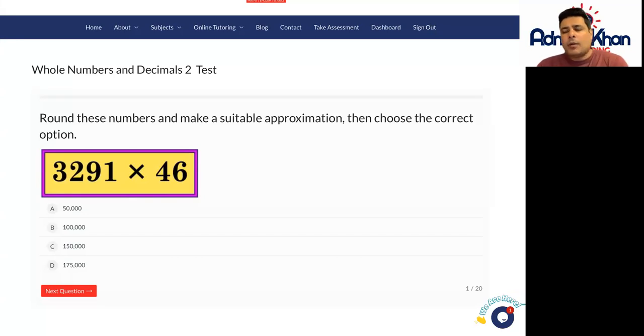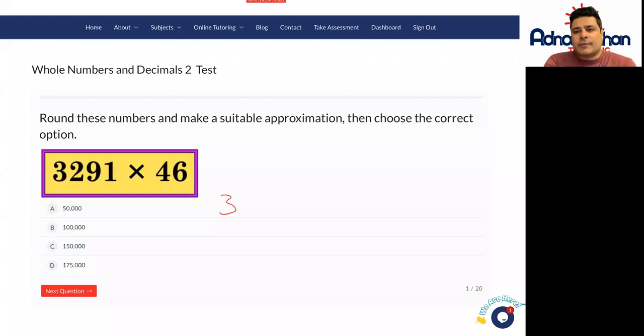A whole number is any number that is not a fraction or a decimal. So these two whole numbers in front of us now, 3,291 times 46, we just have to round these numbers and make a suitable approximation. So what I would like to do is to round these numbers as follows.